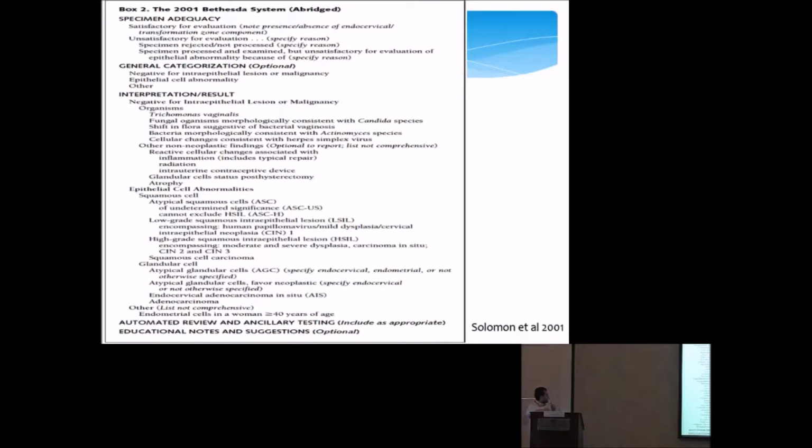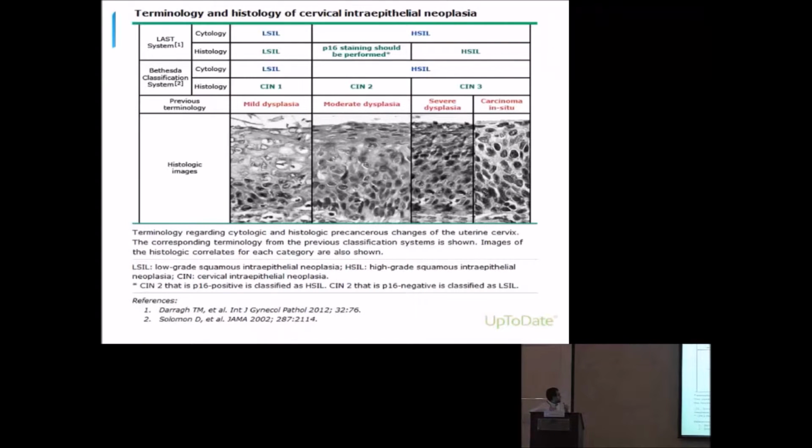For the glandular cells, there are 3 categories: atypical glandular cells, atypical glandular cells favor neoplasia, adenocarcinoma in situ, or adenocarcinoma. I'll go through them later on also. So recently, the last system has only modified the CIN terminology.